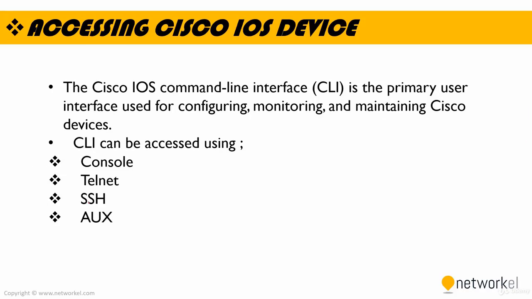So how can we access the Cisco IOS devices? The Cisco IOS command line interface is the primary user interface used for configuring, monitoring, and maintaining the Cisco devices. This CLI allows you to enter partial Cisco IOS configuration commands. The software recognizes a command when you enter enough characters of the command to uniquely identify it. And CLI can be accessed by using a console port, Telnet, SSH, or aux port. These 2 methods are used when we try to access a Cisco IOS device remotely.